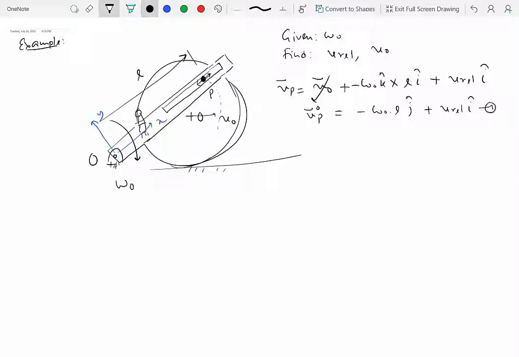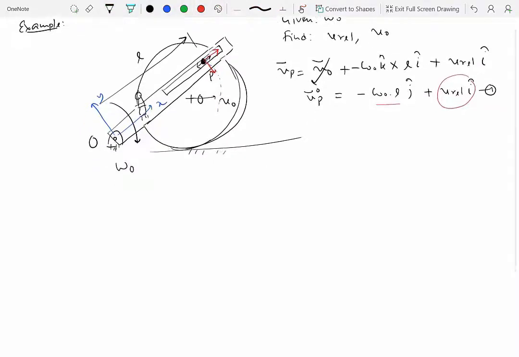So you can see it has two components, one along the x direction, which is this V relative i hat, and the other one is minus omega 0 L j hat, which is in the downward direction. So the pin P has these two components because the link is rotating while at the same time pin P is sliding out, right? Okay, so that's one perspective.